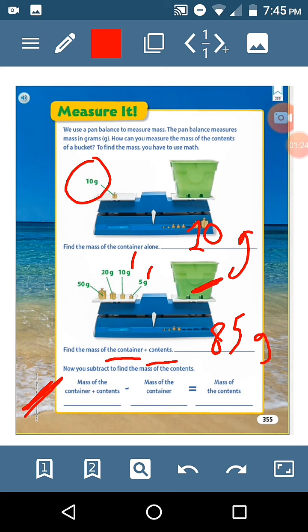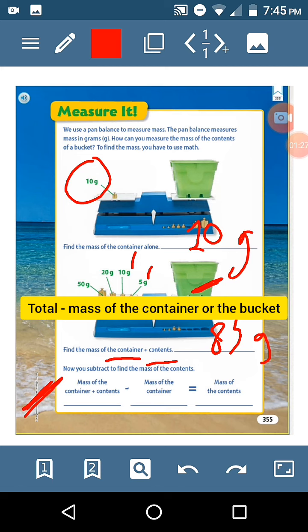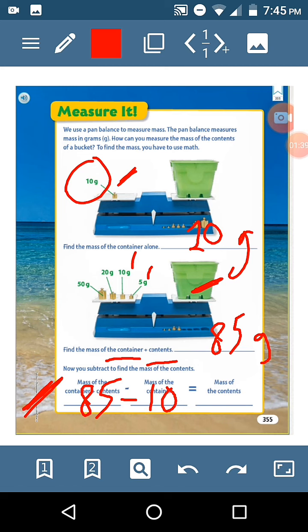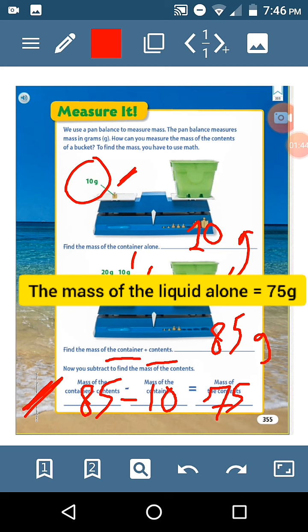We're gonna subtract the mass of the total, which is 85, minus the mass of the container or the bucket, which is 10 grams. 85 minus 10, 75 grams. Okay, thank you guys.